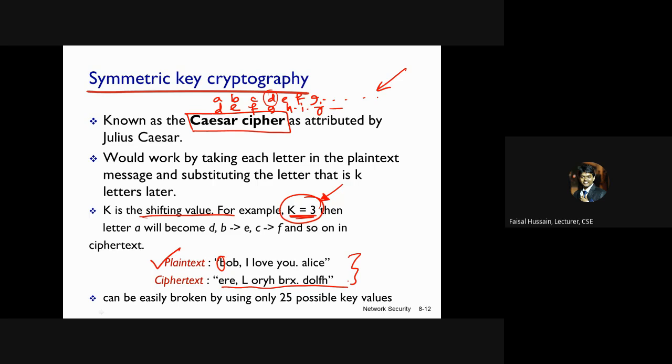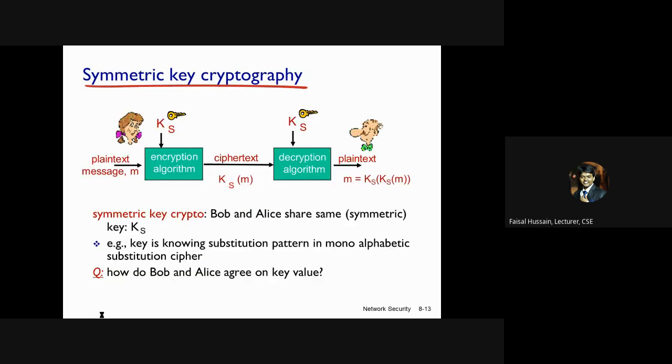The Caesar cipher can be easily broken, since there are only 25 possible key values. As you are seeing, we just shifted by 3, but overall there are only 25 possible keys. So you can even make an analysis, that is cryptanalysis. You can go through the keys, find out the key value, and decrypt it, by guessing, you can say.